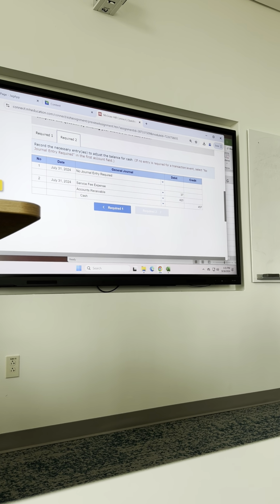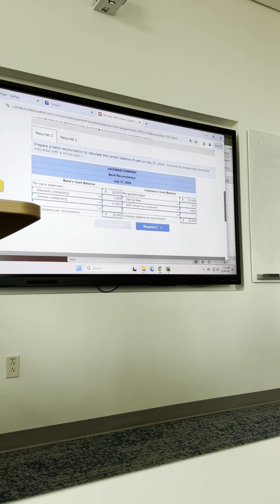And then the second entry is the entry that the company would make. You would record the service fee, you would record accounts receivable, and then they're showing one entry to cash. I like it better when you break it down, but you get your points if you just do it this way. I don't really like bulk entries. And if you use the schedule that I provided, it'll help you with the reconciliation.